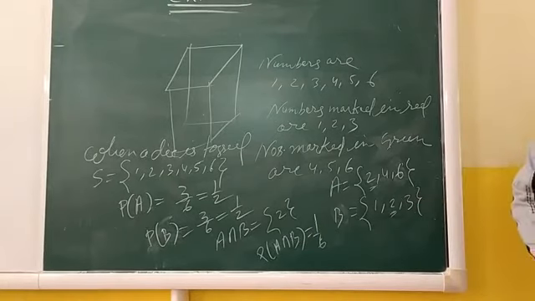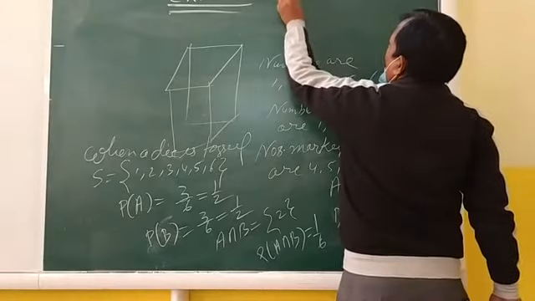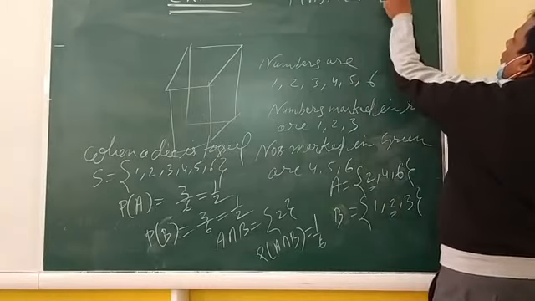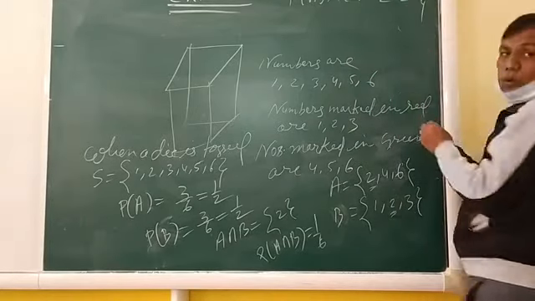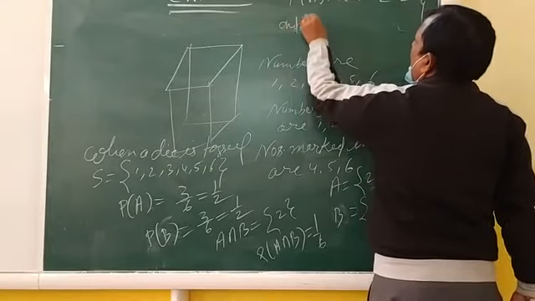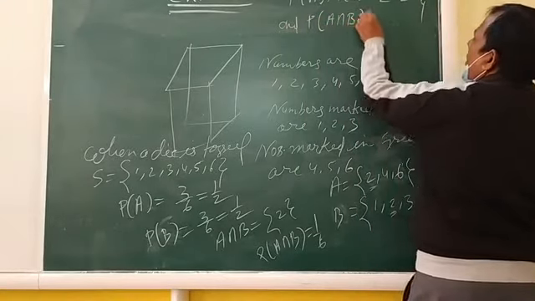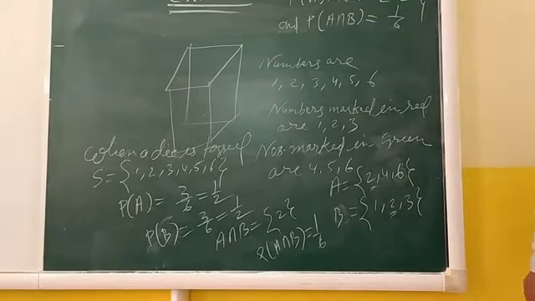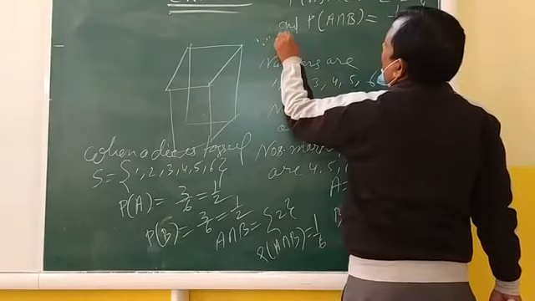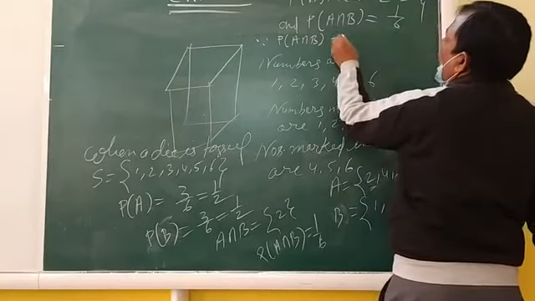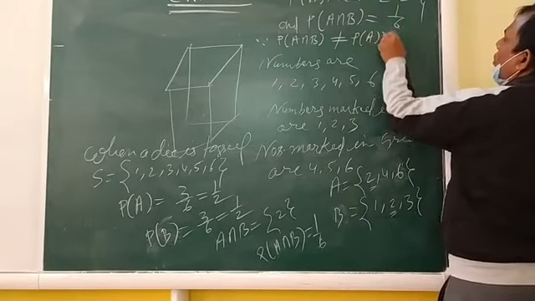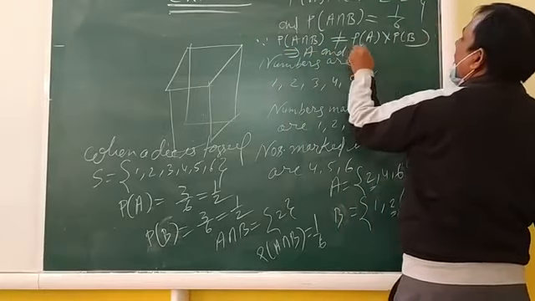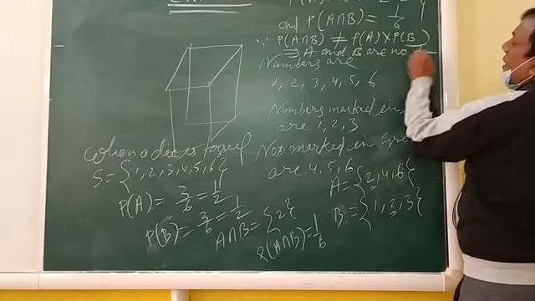So what will be P(A) into P(B)? Now see, P(A) into P(B) is 1 by 2 into 1 by 2 equal to 1 by 4 and P(A intersection B) is what? 1 by 6. So clearly we can see that both are not equal, right? So since P(A intersection B) is not equal to P(A) into P(B), which implies A and B are not independent.